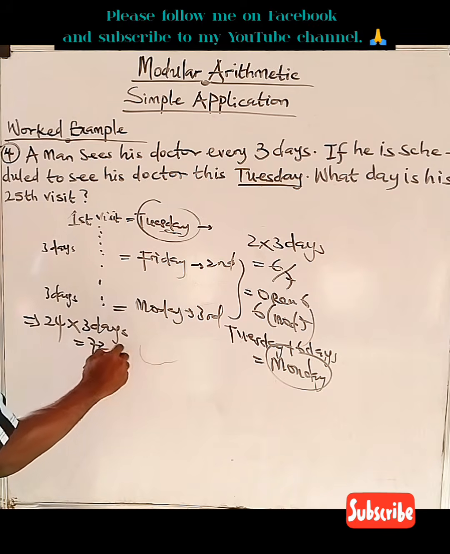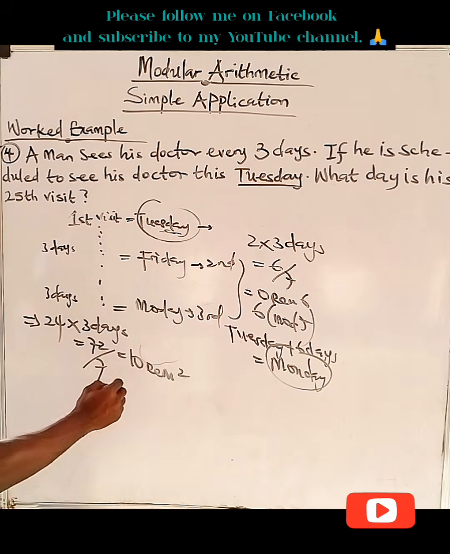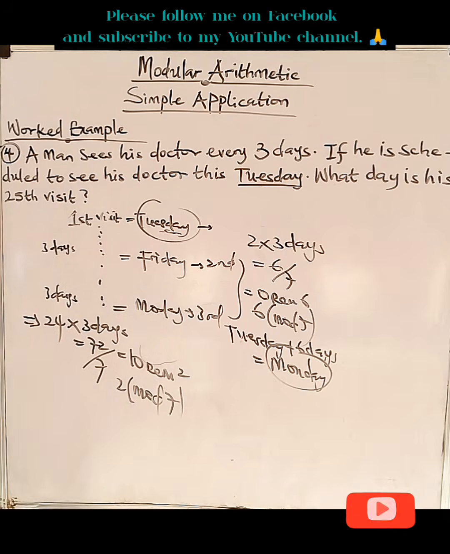So 7 divides 72 ten times, remainder 2. So what do we have? 2 modulo 7. That's what we have.